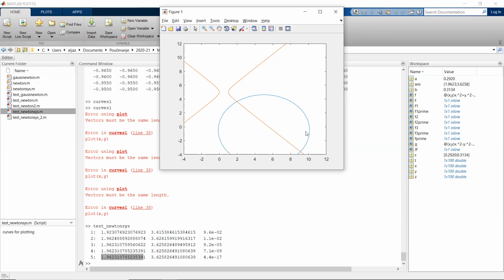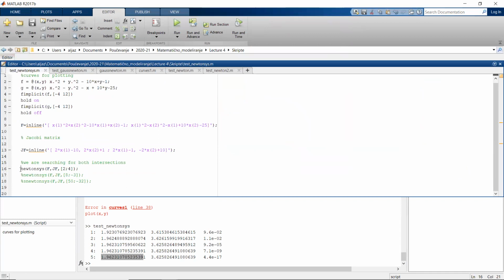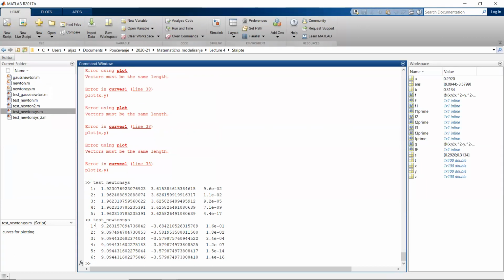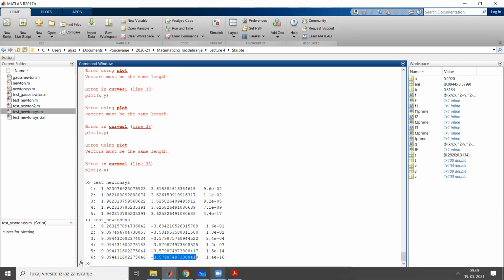And then to determine the other intersection, we'll do the same, only that now we will change the initial approximation. So we will take, for example, 10 minus 2 would be good. Let's see what I took. 8 minus 3. Okay, let's take 8 minus 3 for the initial approximation. And again, we converge already after 6 steps, and the solution is x is 9.09 and y is minus 3.57.